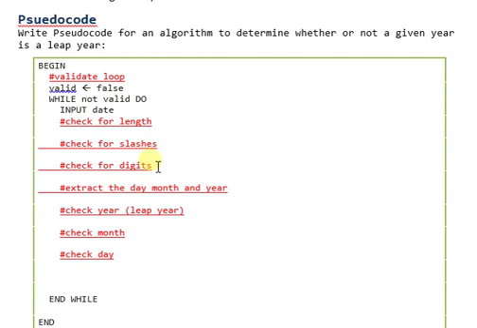So I want to check for length, then slashes. I need 10 characters first of all. I need to make sure there's slashes in the right places. I need to make sure there's digits in the right places. Get those digits out as numbers. Let's be more specific, as integers. Check the year, check the month, check the day. Okay, so that's what I want to do first. So I'll do that first, and then I can start writing an algorithm. It's always a good idea to do this. So in the next video we'll have a look at how to do that.